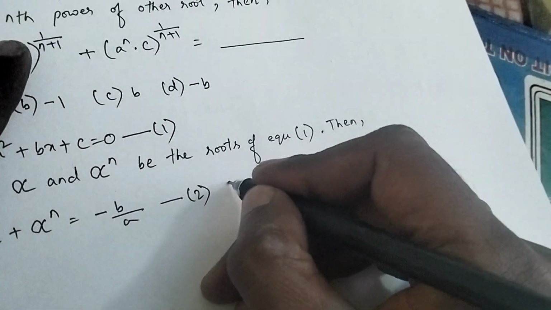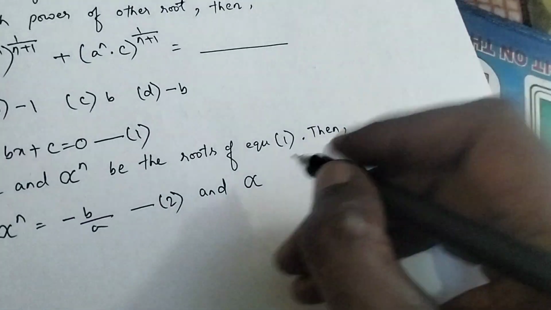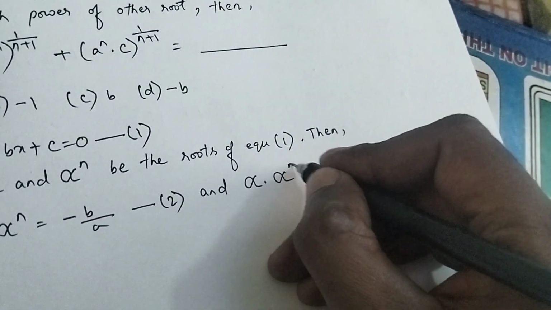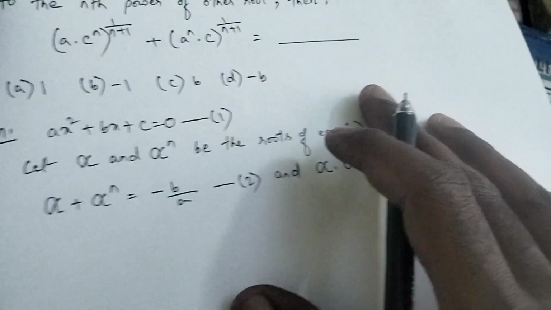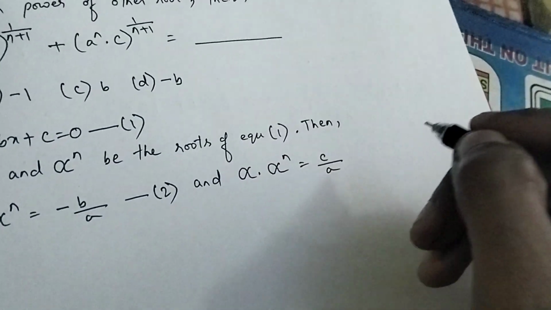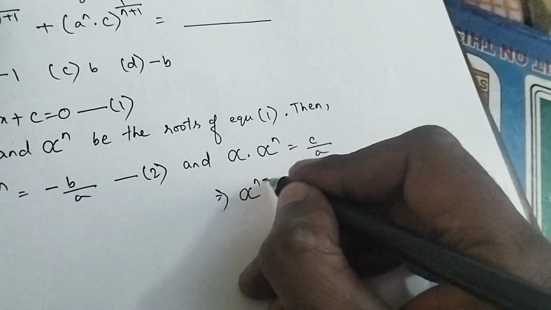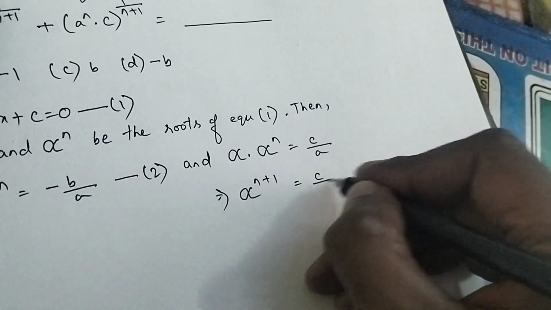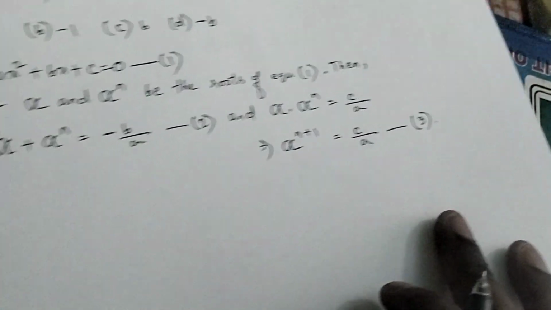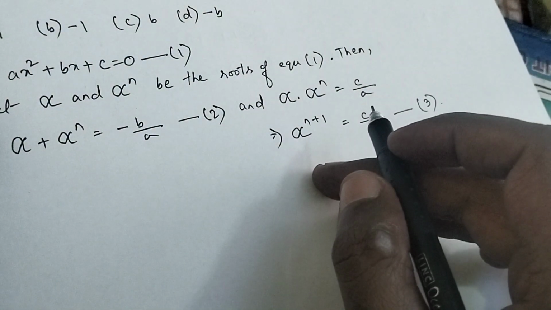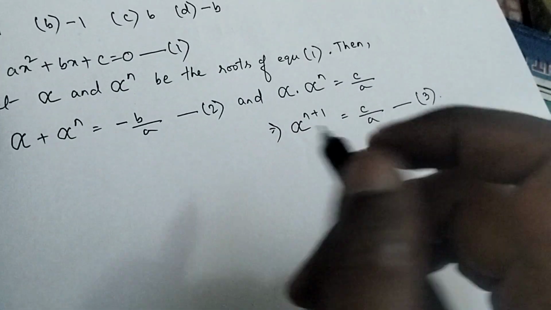And the product of the roots, that is alpha into alpha to the power n, will be c by a. That means alpha to the power n plus 1 is equal to c by a. Name it as 3. So now alpha to the power n plus 1 is c by a.